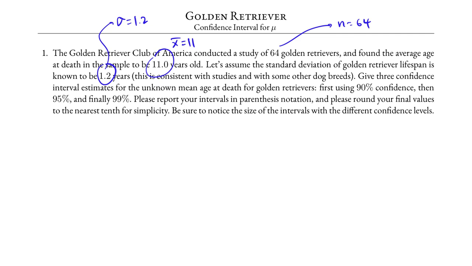Give 3 confidence interval estimates for the unknown mean age at death for golden retrievers, first using 90% confidence, then 95%, and finally 99%. Report your interval in parentheses notation and round your final values to the nearest tenth for simplicity. Be sure to notice the size of the intervals with the different confidence levels.